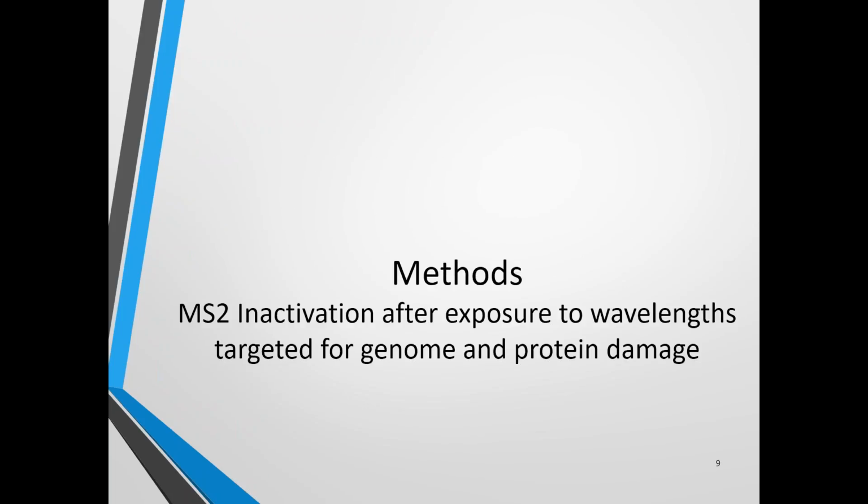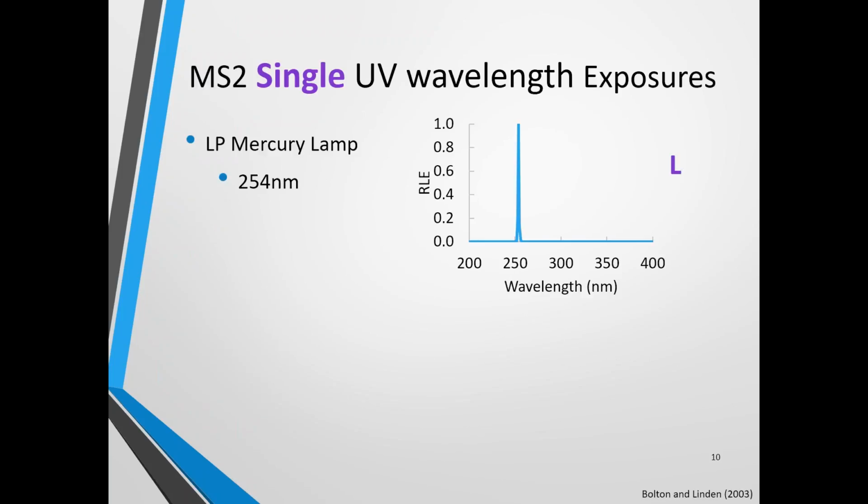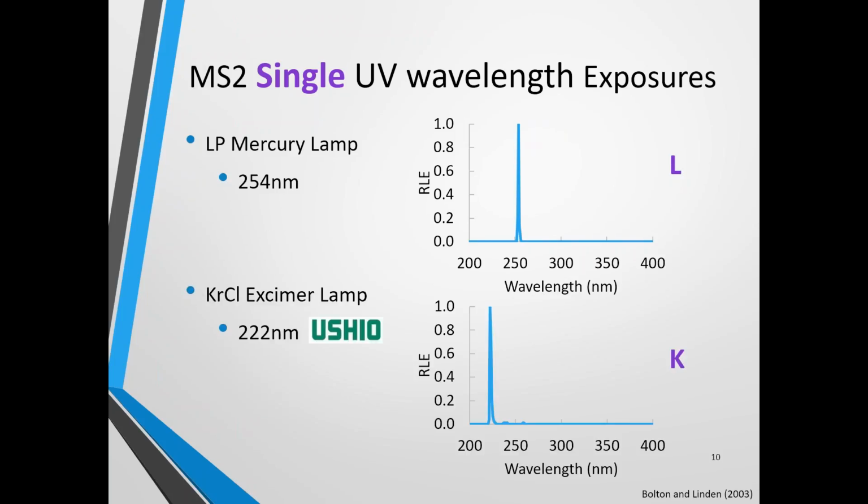So to address these questions, I've done some experiments. The first, I measured MS2 inactivation after exposure to wavelengths targeted for genome and protein damage. So to target the genome, I exposed MS2 to a low-pressure mercury lamp emitting at 254 nanometers, and I'll be calling that L. To target the protein absorbance and protein damage, I exposed MS2 to a krypton chloride excimer lamp emitting at 222 nanometers, being supplied in a partnership with RESEAU, and I'll be calling that K.